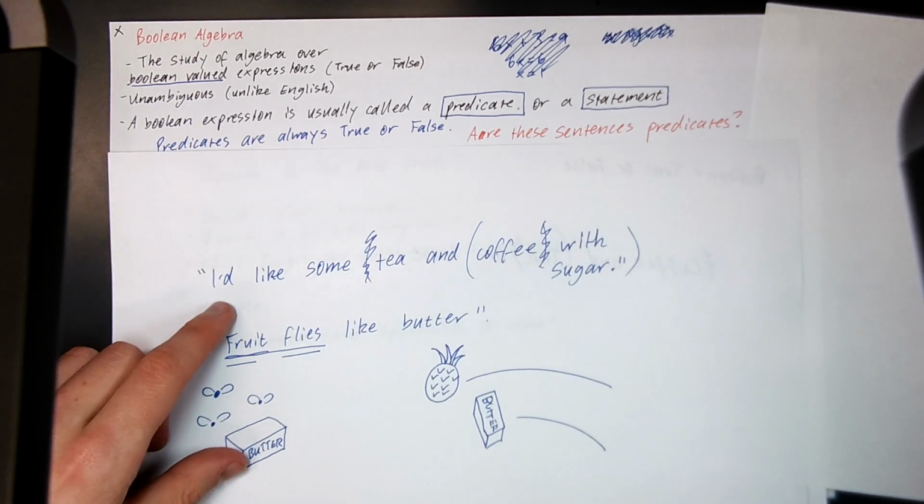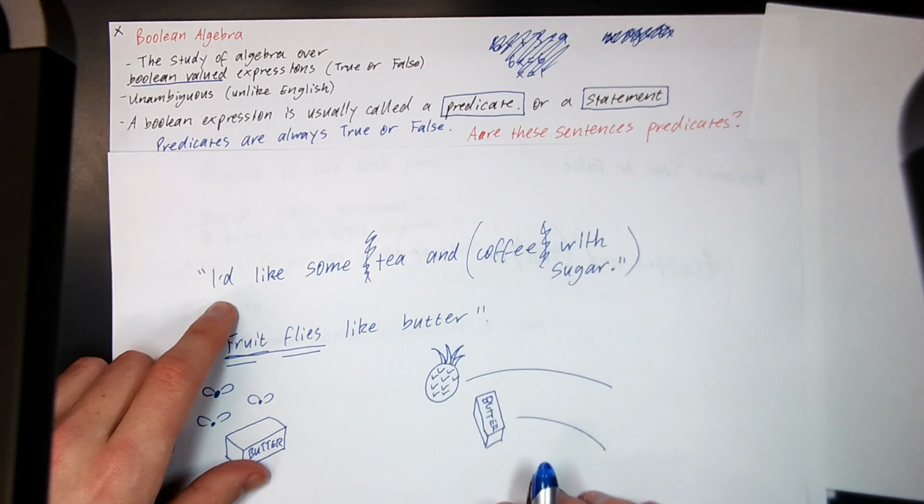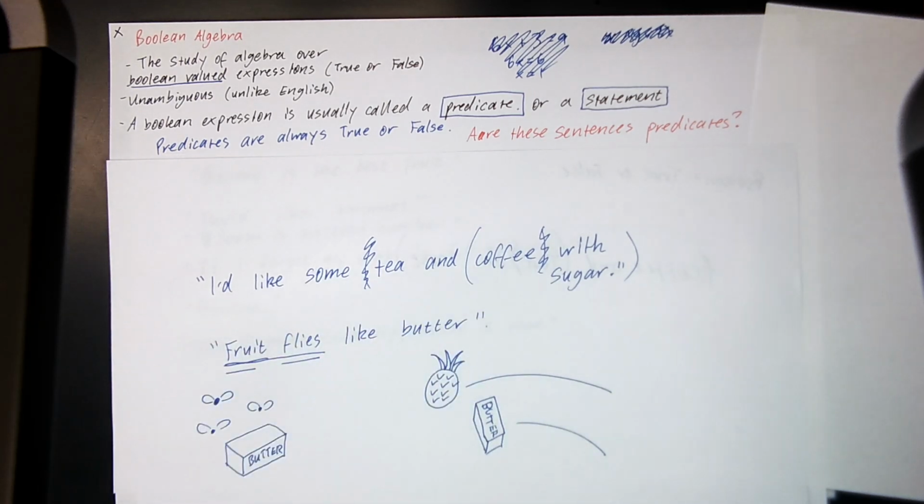I guess the first one would not be a predicate. I'd like some tea and coffee with sugar. Well, I guess you could interpret that as a predicate. I guess it'd be a true statement. If it's true that I did really like some tea and coffee with sugar, then it'd be a true statement.